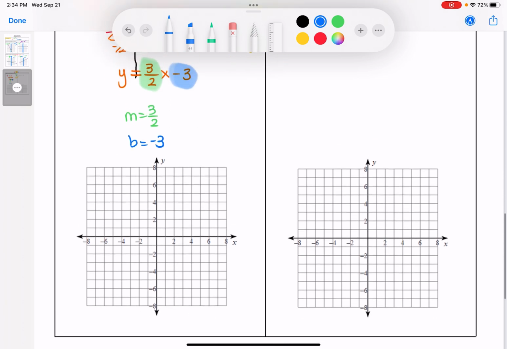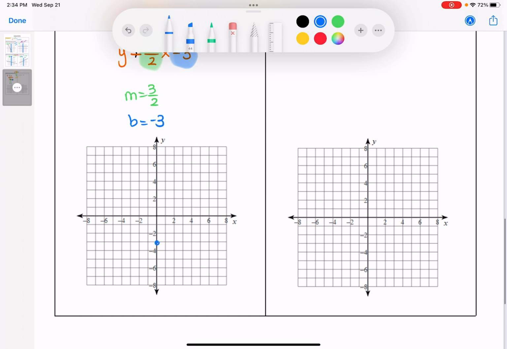So again, I'm going to begin with b on my y-axis. So I'm beginning down here at negative 3 on the y-axis. And then I'm going to count my slope, which is rise over run. So I'm going to go up 3, and I'm going to go right 2, right? Both of them were positive. Positive 3, positive 2. Up 3, right 2, up 3, right 2, and I can't go any farther.